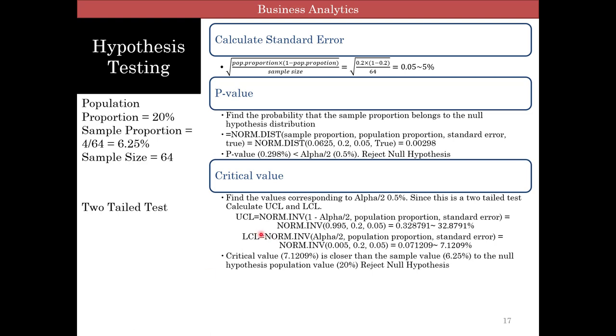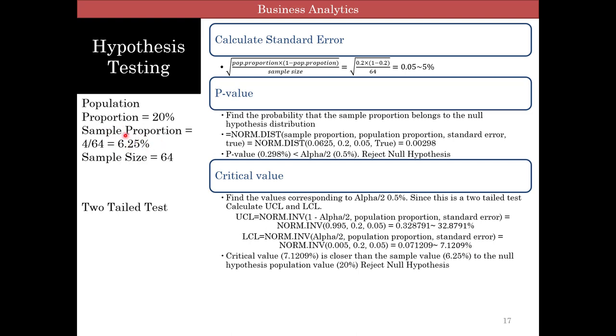For your critical value method, since it's a two-tailed test, you have to calculate the upper control and lower control limit. You got to calculate both using norm.inv. Upper control limit will use 1 minus alpha by 2, which is 0.995. Lower control limit, the probability is 0.005. And so you get 32.871% and 7.1209%. Which one are you going to use?